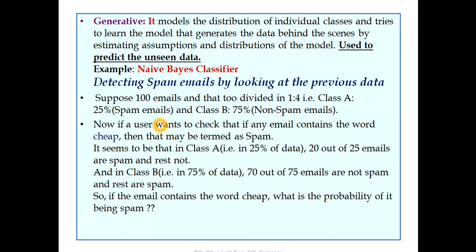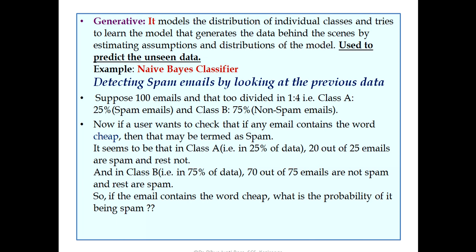Now say a user wants to check that if any email contains the word chip, then it should be termed as spam. What it means is that if an email contains the word chip, then it will be regarded as spam. And it seems that class A means spam email, that is 25%, right? 20 out of 25 emails are spam. So this means that the word chip is present in 20 out of 25 emails, right?